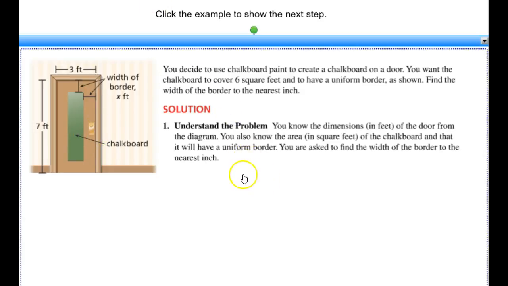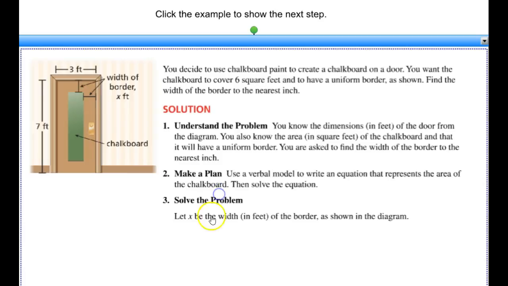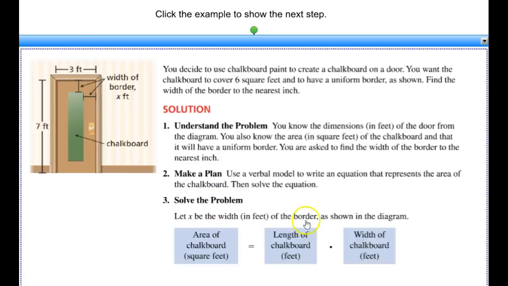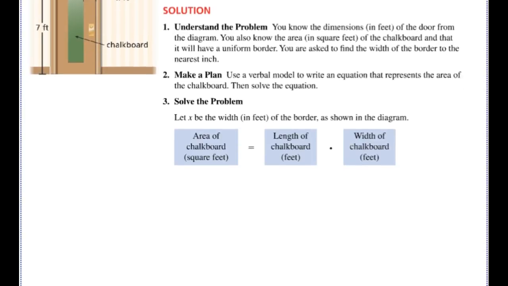Okay, so first we have to figure out what we're looking at. I know the entire area and the length of the door, and I see that my chalkboard is going to fit in the middle, and the width of each border side is going to be x. So x is going to be the width in feet, and the area of the chalkboard, this little piece that I'm painting in, equals the length of the chalkboard times the width of the chalkboard. That's just how I find the area of a rectangle.